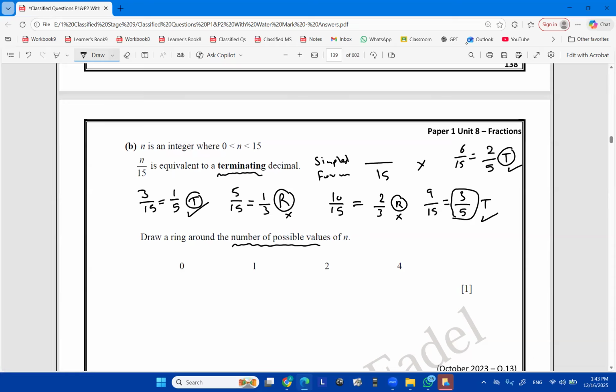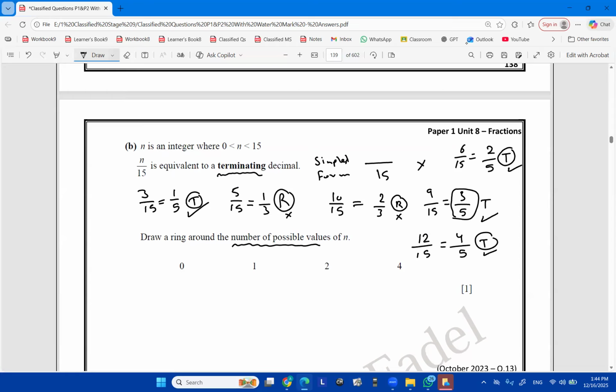Anything else? Yes, we've got also 12 over 15. If you simplify it, it is going to become what? Divided by 3 it is going to become 4, divided by 3 it is going to become 5, which is terminating, mister. How many terminating do we have so far? Anything else, mister, that will help us simplify the 15?